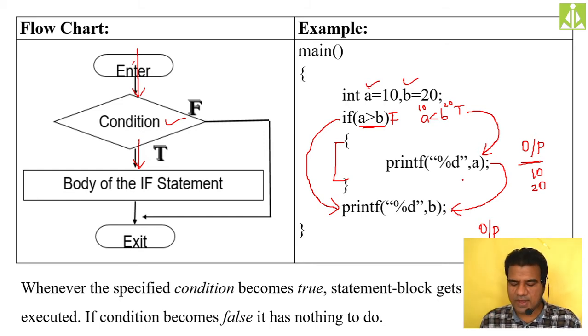So whenever the specified condition becomes true, the statement block, that is nothing but the body of the if statement, gets executed. And if my condition becomes false, the if statement has nothing to do. So directly the control will jump to the after statements. Whatever statements I have after the if statement, those will be considered. Hopefully you understood. So this is the concept of simple if statement.